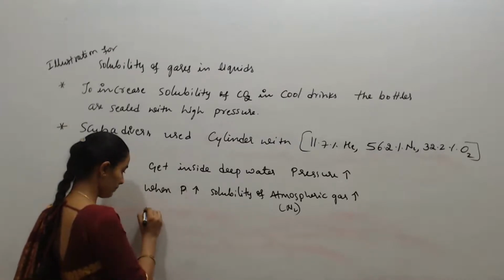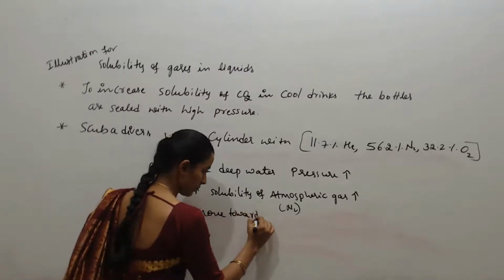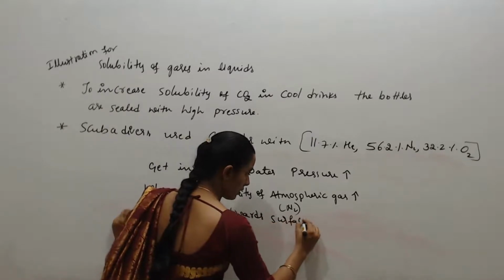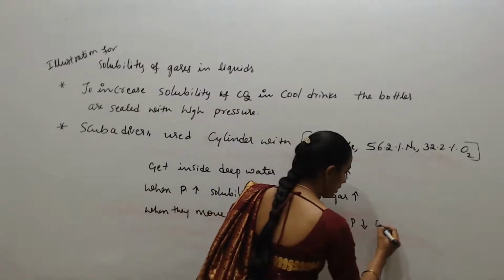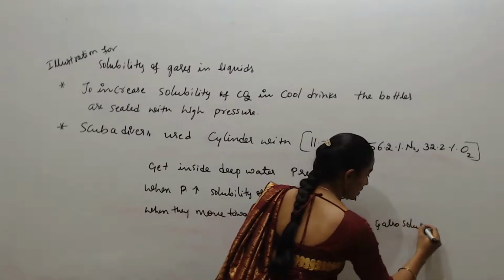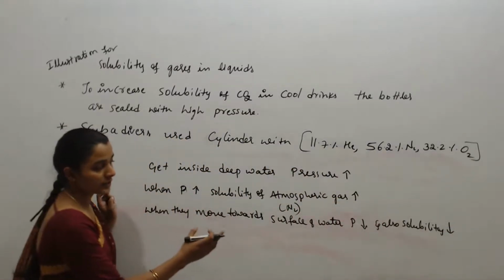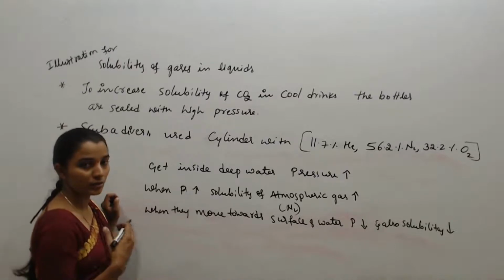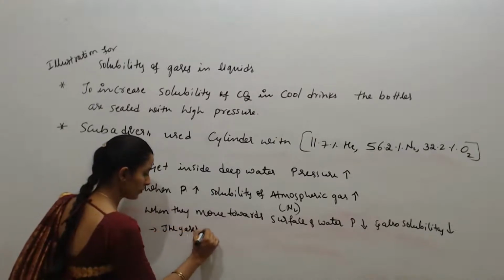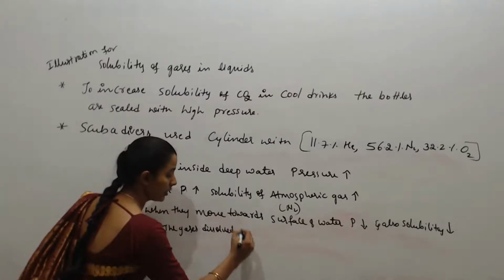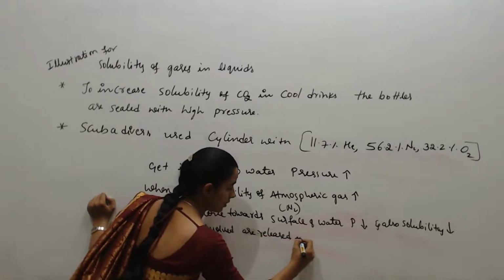So when they move towards the surface of water, pressure decreases and also solubility decreases. So this results in the gases dissolved in the blood being released.